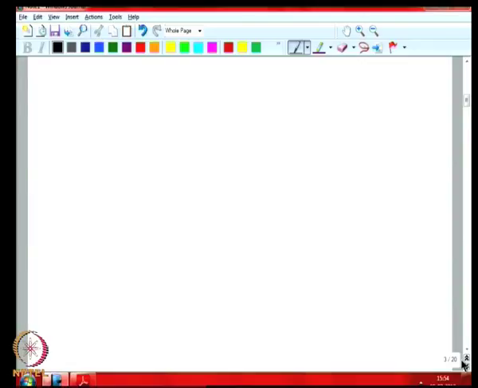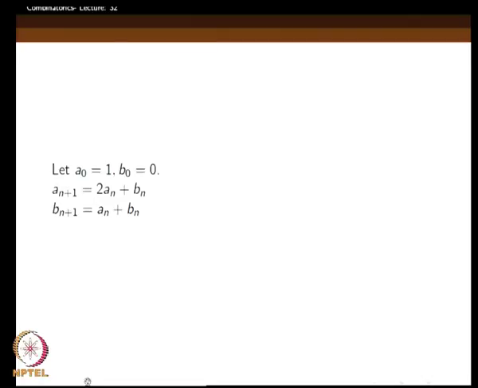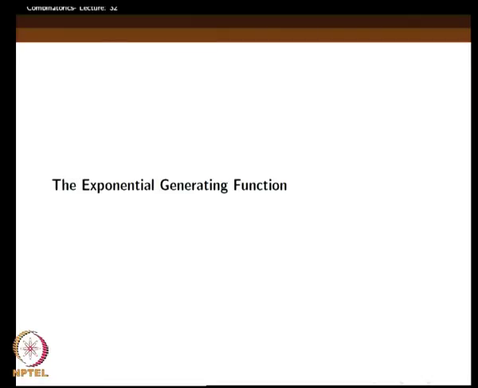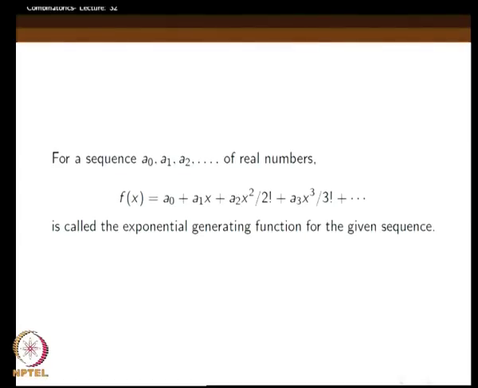Now, we will go to a different kind of generating functions called the exponential generating functions. The ordinary generating functions that we were considering up to now are suitable for counting problems involving just selection, while these exponential generating functions will be useful, as we will soon see, in cases where we are counting things where order matters, right, order matters. So, let us introduce the exponential generating function like this.